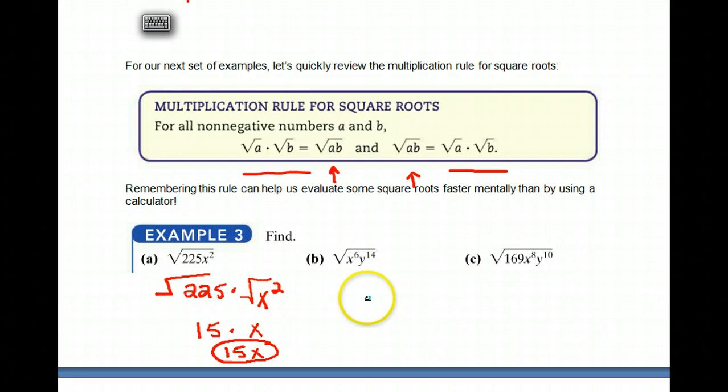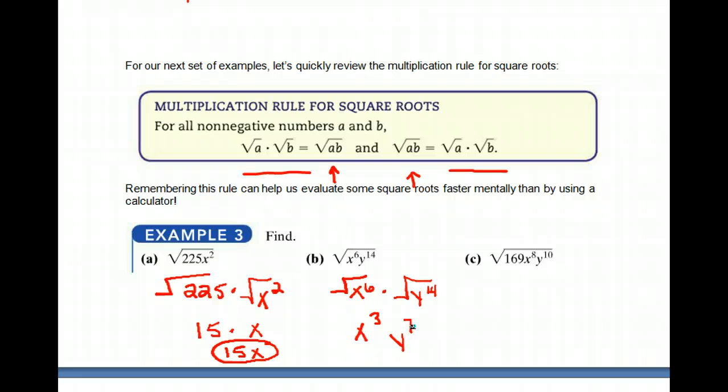Okay? Now, letter B. This is another example that we should split apart. We're going to make it the square root of x to the 6th times the square root of y to the 14th. Since both of those are even powers, we can go ahead and simply divide by 2. So 6 divided by 2 gives us x cubed. 14 divided by 2 gives us y to the 7th. So our answer here is x cubed y to the 7th.